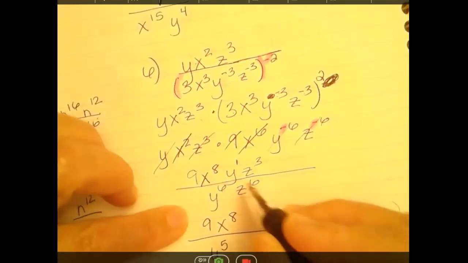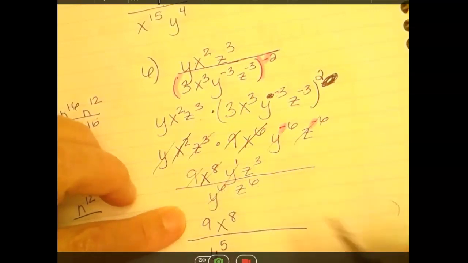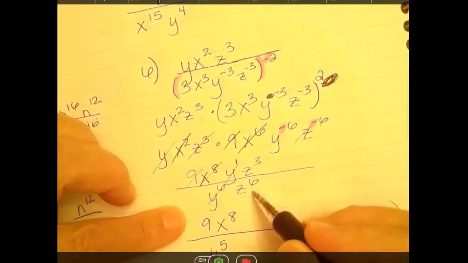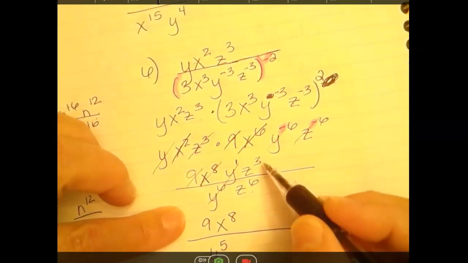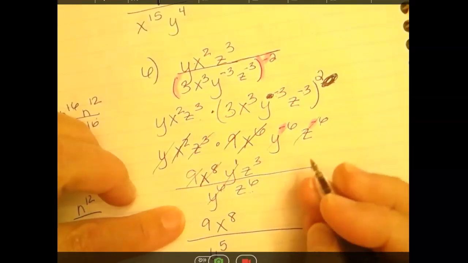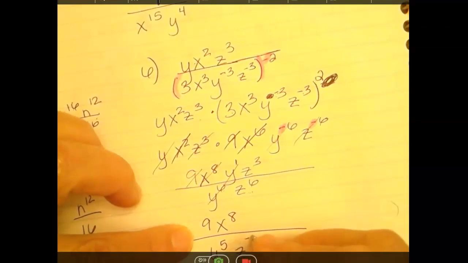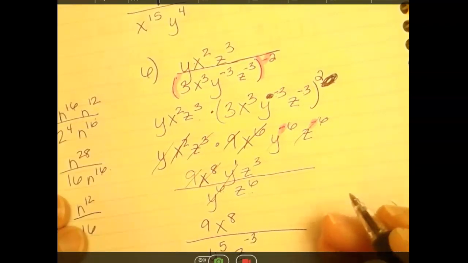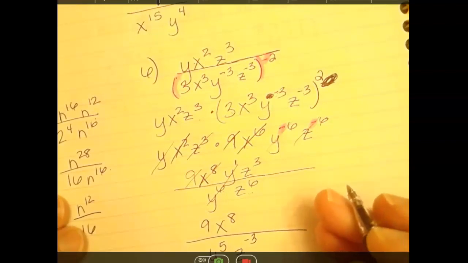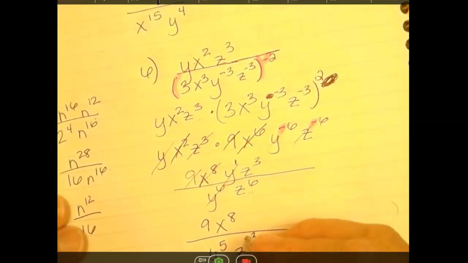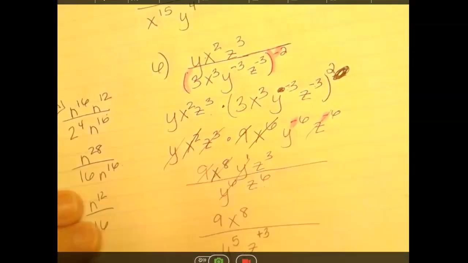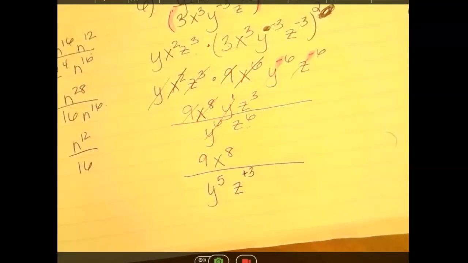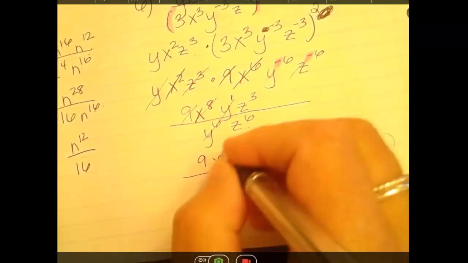So I've done the 9, the x, and the y's. Now z to the 3rd and z to the 6th. When they cancel, it's going to leave 3 z's on the bottom. Also, 3 minus 6 is negative 3, right? So that's a different way of coming up with it. So we got 9x to the 8th power over y to the 5th, z to the 3rd. That shouldn't be negative, right? Once it's in the right spot, it's not negative. So that's not a negative right there. It's just y to the 5th, z to the 3rd.